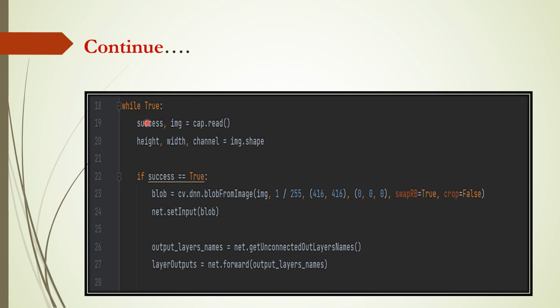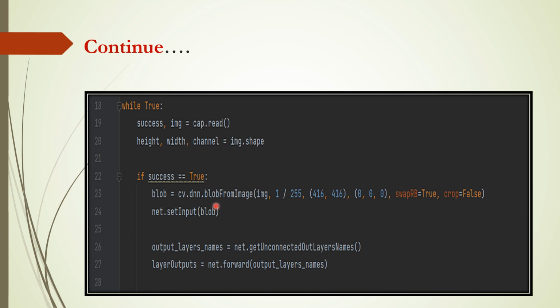Now in line 18, we loop over to read the captured video and do the object detection task. In line 19, cap.read reads the video as frames, and this function returns two outputs. Basically the first is a Boolean, that is true or false, and the second one is the frames. Now line 23. Here we cannot pass the frames directly to our network, so we need to normalize the frames.